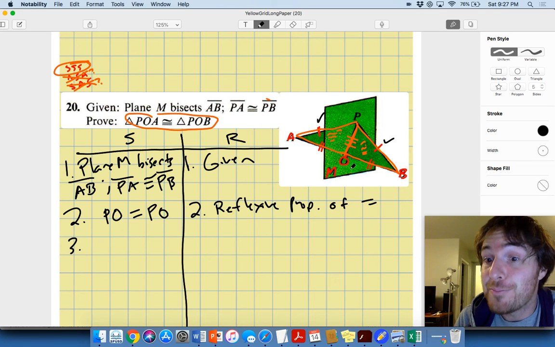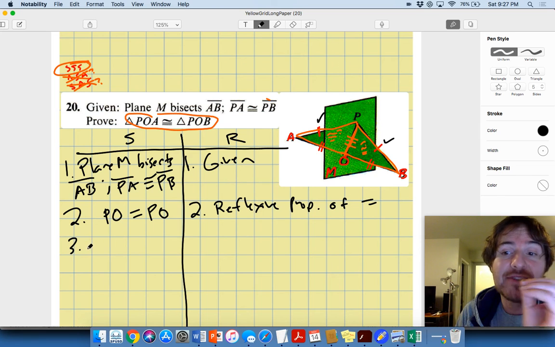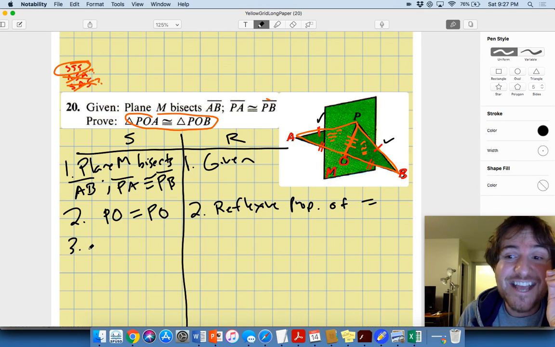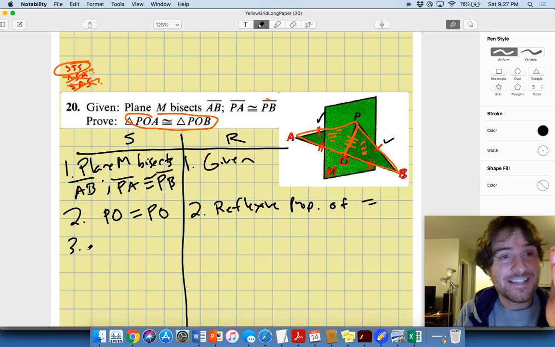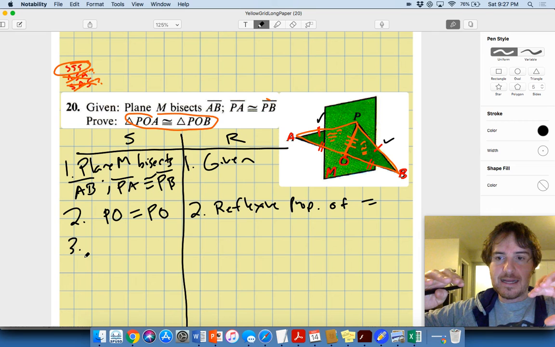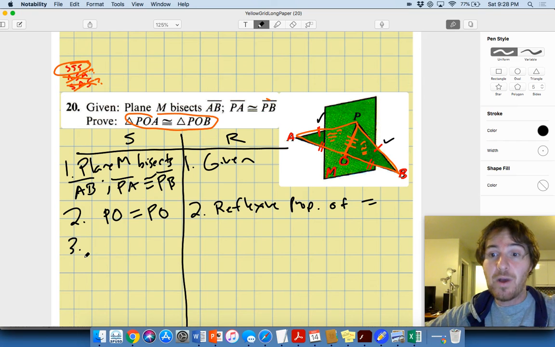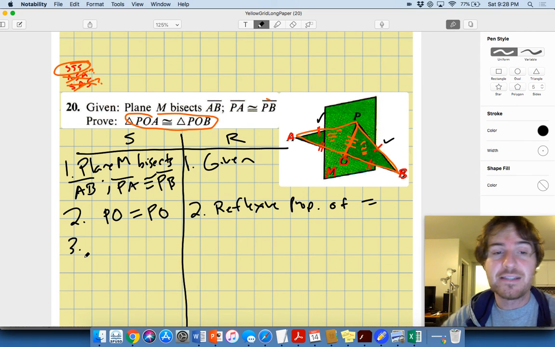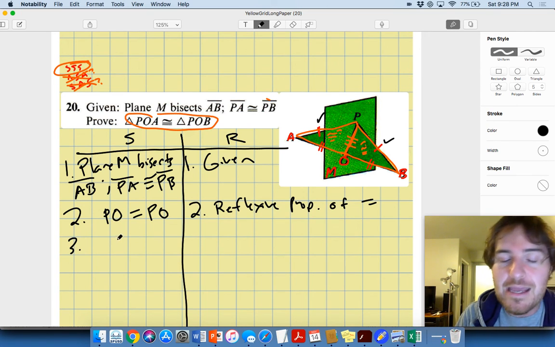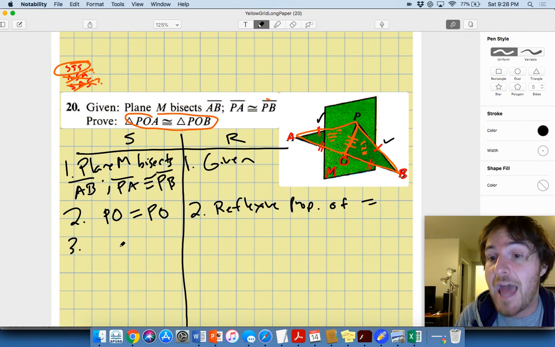We learn that O is the midpoint. We learn that O is the midpoint. So, if plane M bisects segment AB, remember a segment bisector intersects that segment at its midpoint. That's how something gets bisected. Sure, it's going to create two congruent segments based on going through that segment. But the reason why it does that is because it goes through its midpoint. A segment bisector is a ray, a plane, a line, or segment that intersects another segment at its midpoint.